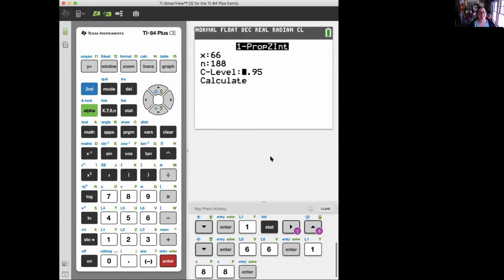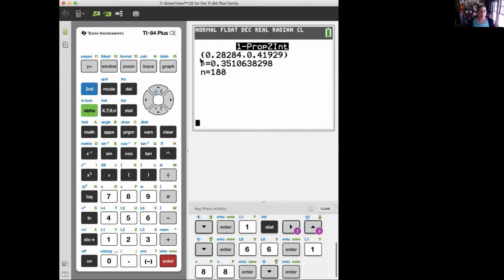Okay, sorry about that. So X is the number of successes, N is the number of people in your sample. One of those days. That was a good example of what happens when you get them backwards. Okay, there we are. All right, so here we have P hat, so it figured out that sample proportion for us. This is 66 divided by 188, which is 0.35, but here is our interval.